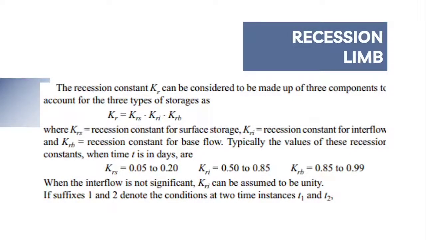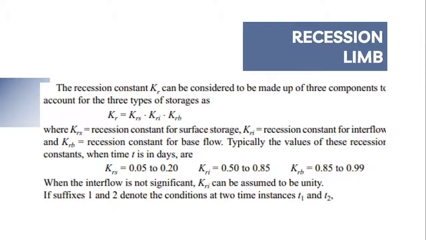Typically, the values of these recession constants, when time t is in days, are: for K sub Rs, 0.05 to 0.20; for K sub Ri, 0.50 to 0.85; and lastly, for K sub Rb, 0.85 to 0.99. When the interflow is not significant, K sub Ri can be assumed to be unity.